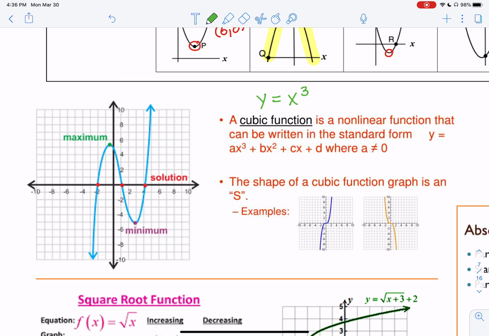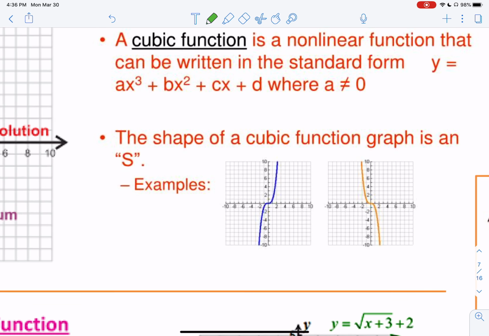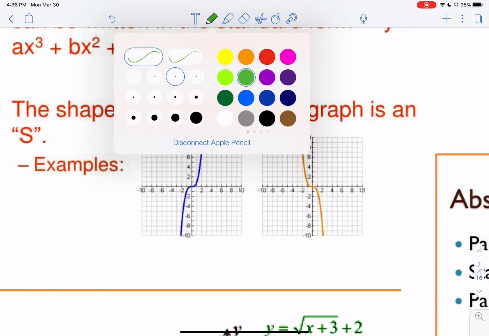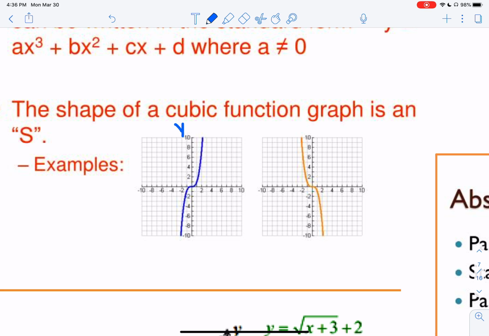The graph that you see here in blue is a pretty standard cubic function. It's just been shifted a little bit, but it is going the correct direction. So what I mean by that is this is a positive x cubed graph. Now if I just zoom in on these two graphs, I want you to see that this first one that is blue is the positive x cubed graph.